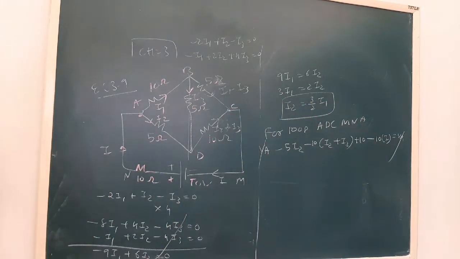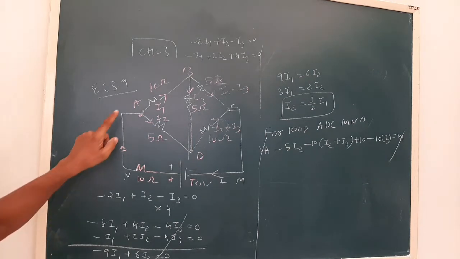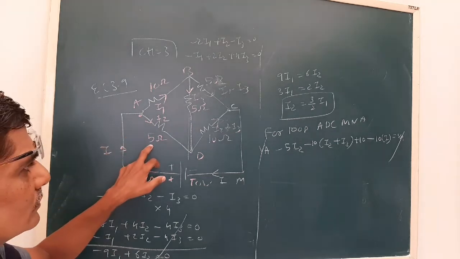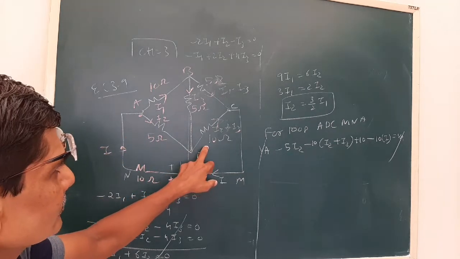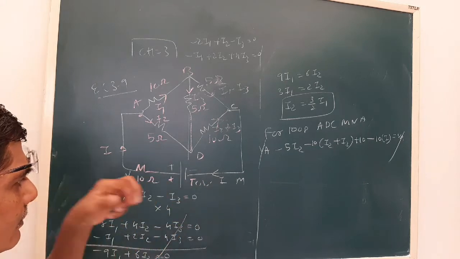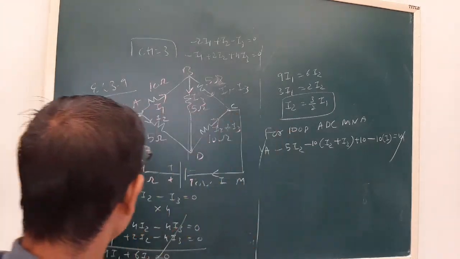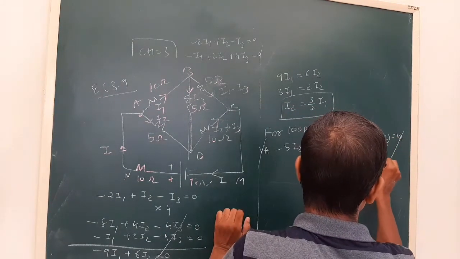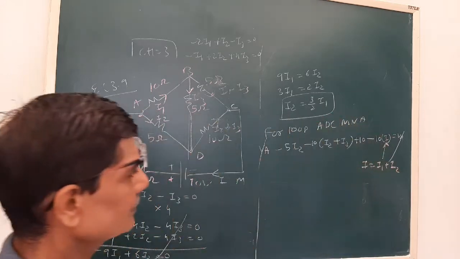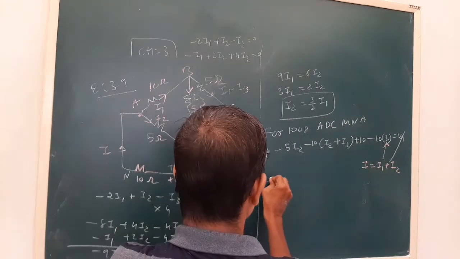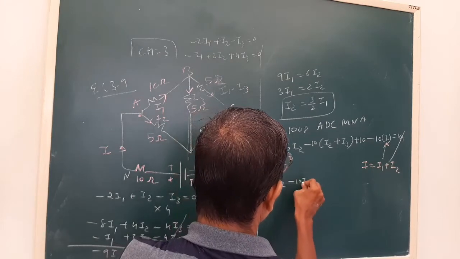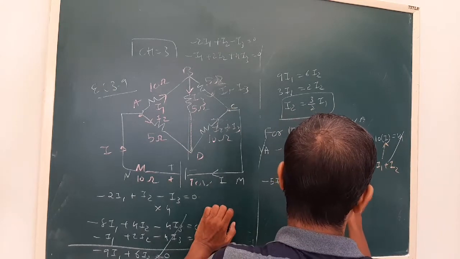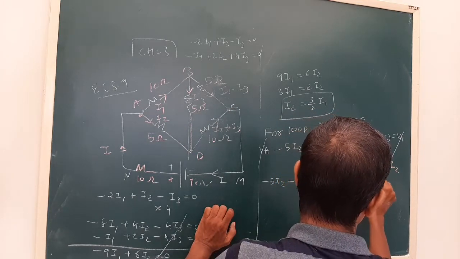Now let us see again. For the loop ADCMNA: VA minus 5I2 minus 10 (I2 plus I3). Here the current is I. Minus to plus of the battery will be plus 10, minus 10I is 0. Now here we write I is equal to I1 plus I2, then it will be easy for us to simplify. See, minus 5I2 minus 10I2 minus 10I3 plus 10 minus 10I1 minus 10I2.